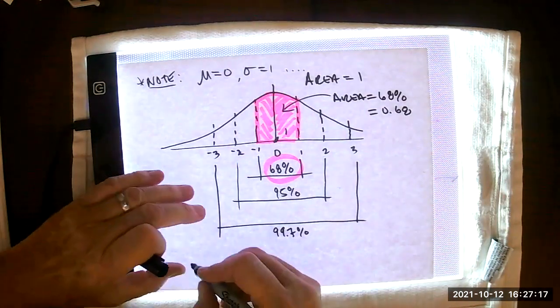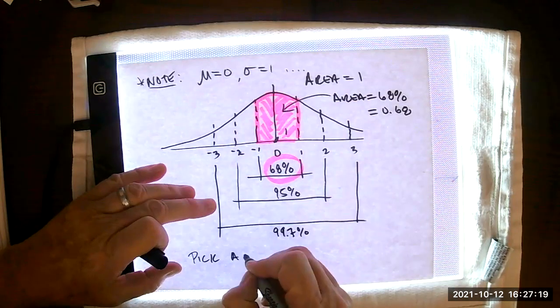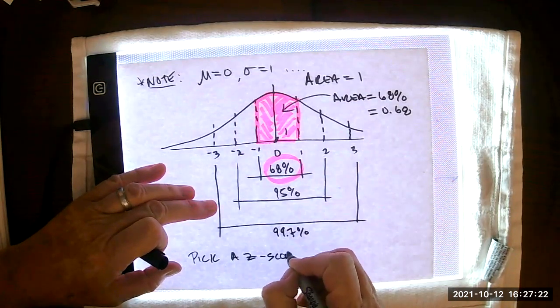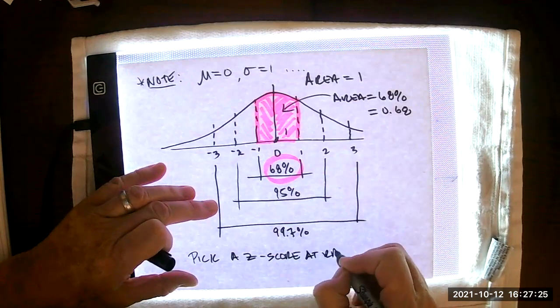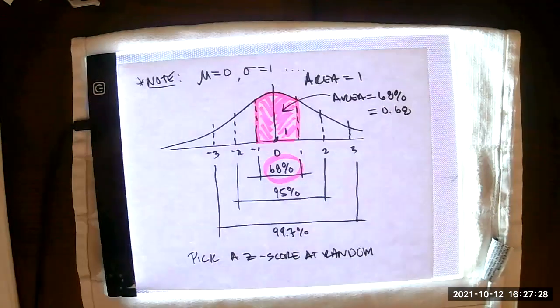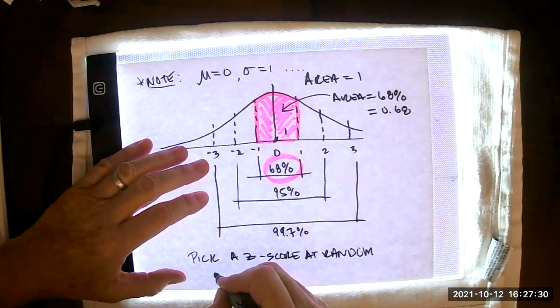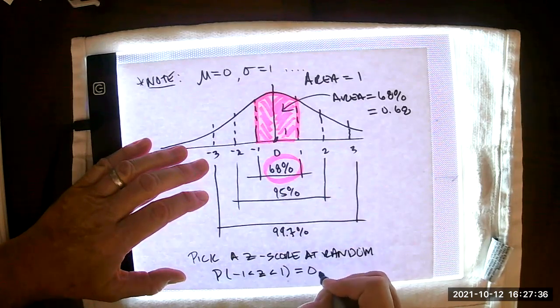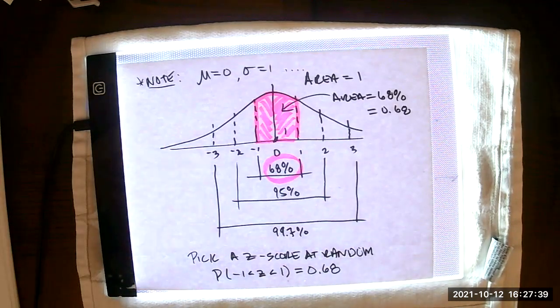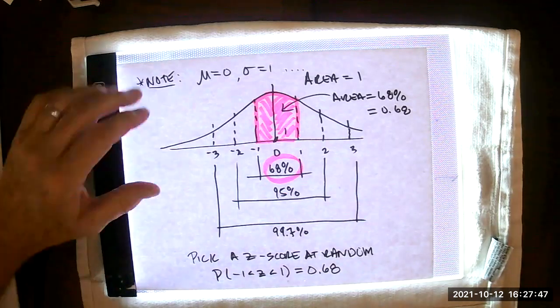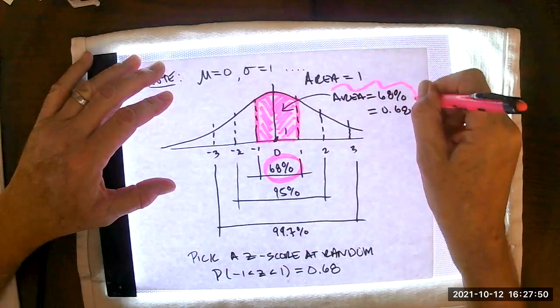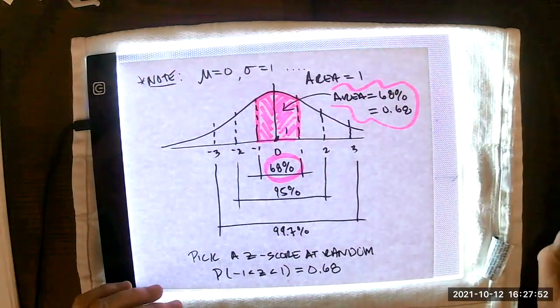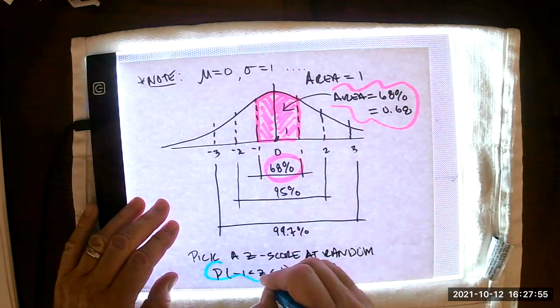So if I were to pick a z-score at random, the probability it falls somewhere between -1 and +1 is 0.68. So, as I say, there is a real strong connection between probability and area. And we like to calculate probabilities by actually calculating area.